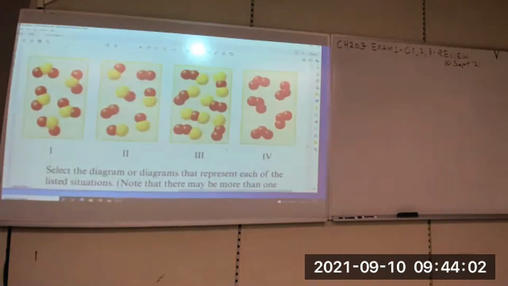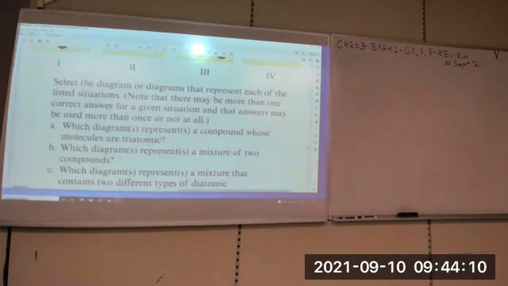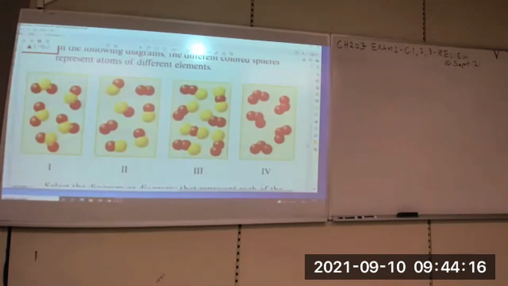Oh, okay, here we go. Molecules are triatomic. Well, one, except, what was the question again? A compound. So that number one, Roman numeral 1, is triatomic, and that's a compound. Number 2 doesn't have any triatomics in it. Number 3 has triatomics of different kinds, but it's not a compound, it's a mixture. And 4 is a triatomic compound. So I would interpret that as saying Roman numeral 1 and 4 answer that.